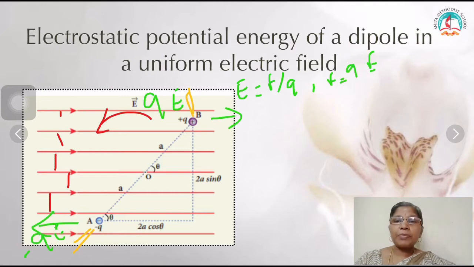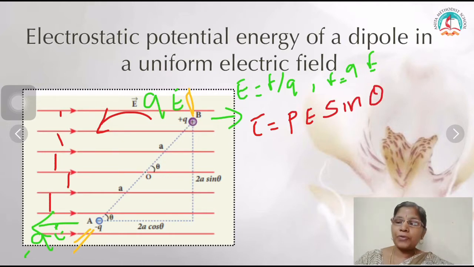Okay. So, what is meant by torque? What is the formula you calculated? Torque is equal to PE sin theta. Now, what is the use of this torque? This torque rotates the dipole inside the field. Now, I am taking the initial angle of the dipole as theta dash. Now, when it is rotating, the new angle is theta.